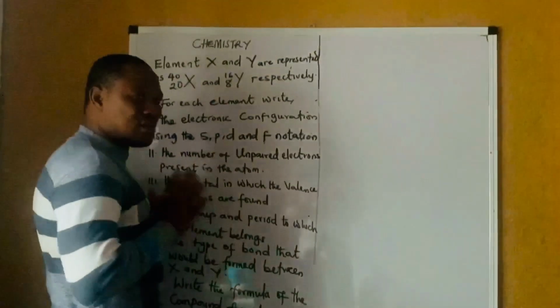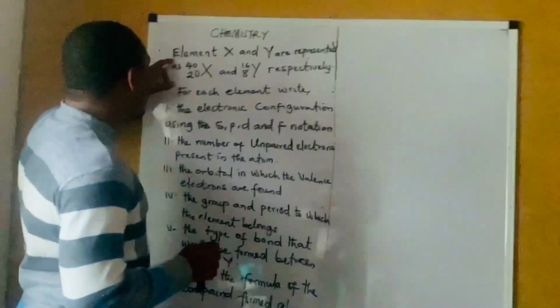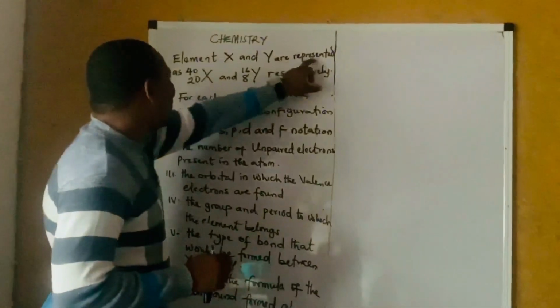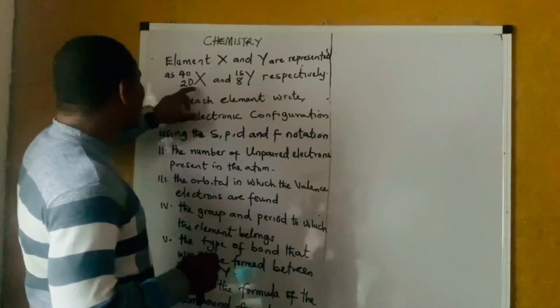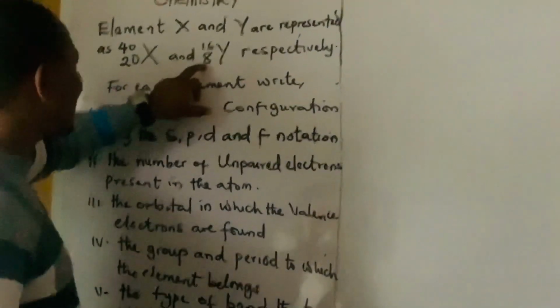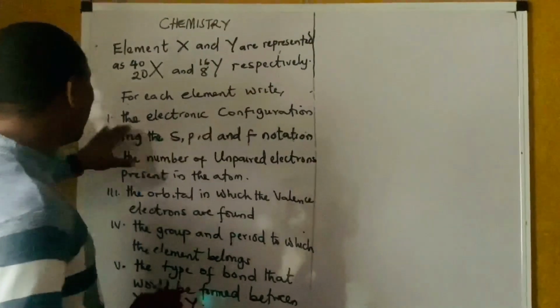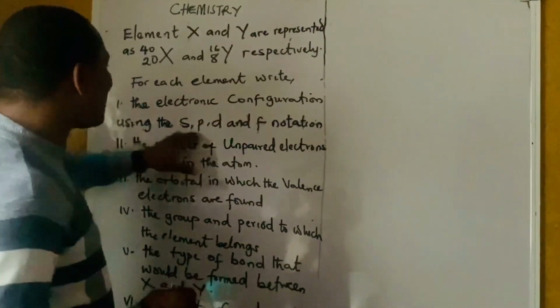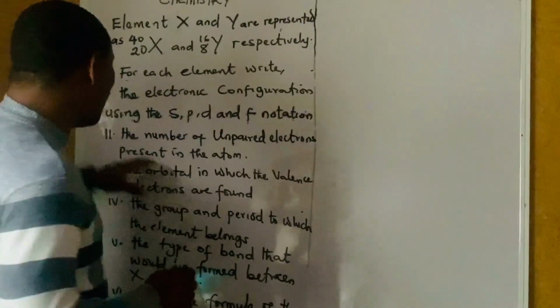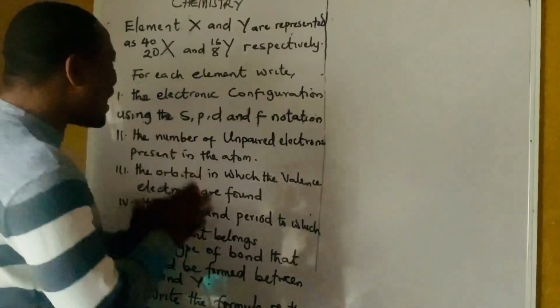So let's see the question I have for us for today. I want us to pay maximum attention. It said element X and Y are represented as 40/20 X and 16/8 Y respectively. For each element, write one, the electronic configuration using the s, p, d and f notation, and two, the number of unpaired electrons. Let's take it one after the other.